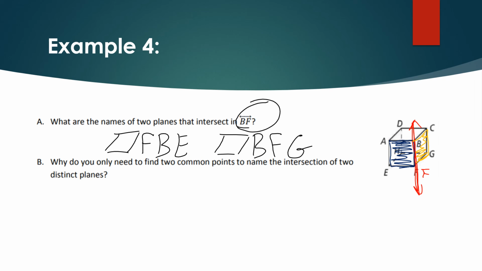And for part B, they're asking, why do you only need to find two common points to name the intersection of two distinct planes? Well, if I have 2 points, I know through any 2 points there is exactly one line, and the intersection of 2 planes is a line. So if I found 2 points, then I must have found the line that they intersected. I hope that makes sense.